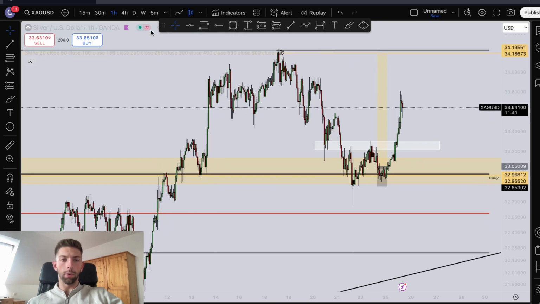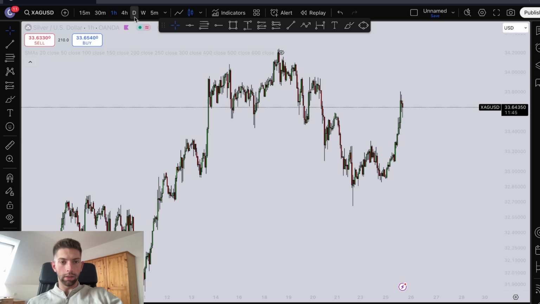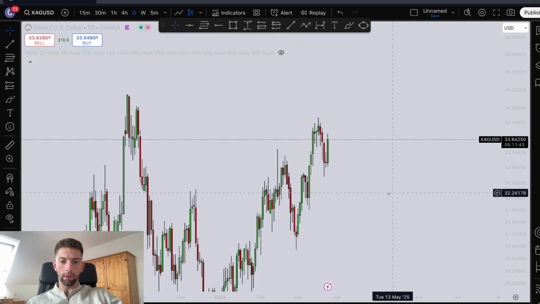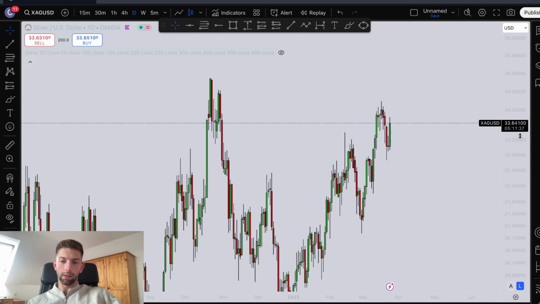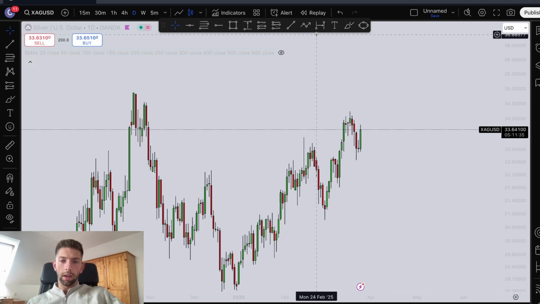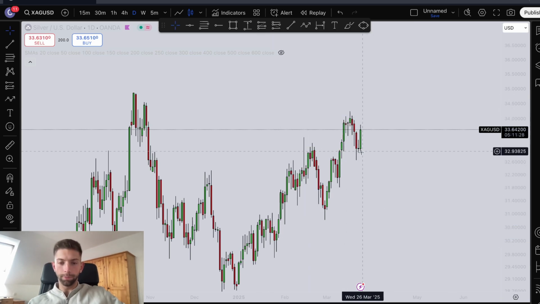So I'm going to remove my drawings here, and this trade was based on a daily time frame. If I start on a daily time frame, the first thing I want to see is a direction. And I saw we were bullish, creating a series of higher highs and higher lows. So I want to buy.